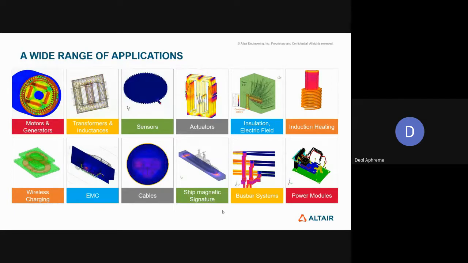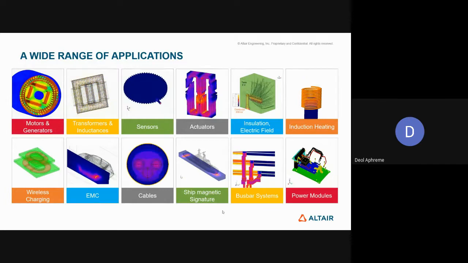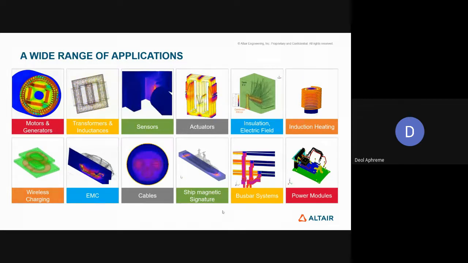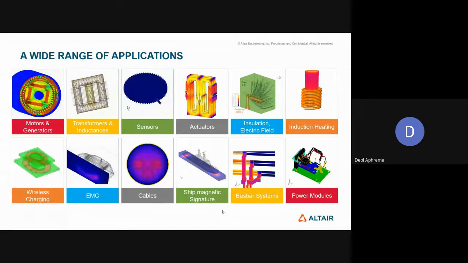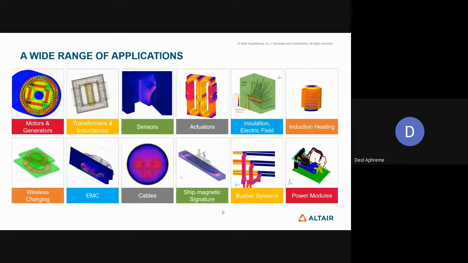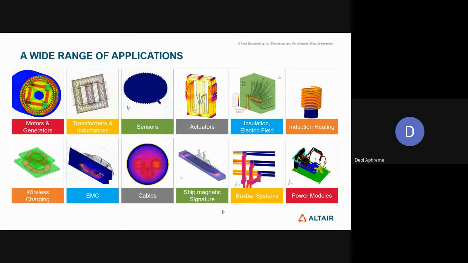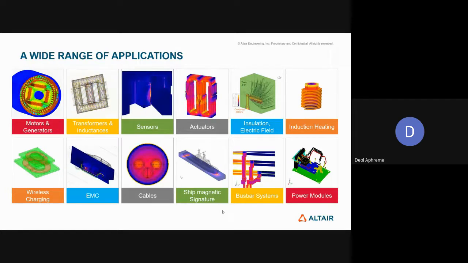Insulation and electric field, so lightning is something that we usually simulate a lot, for understanding the effect of lightning on safety devices and on conductors and all of that. Then we have induction heating, which is an industrial application where you understand the mu r changes, or the hardening of a billet in the example.